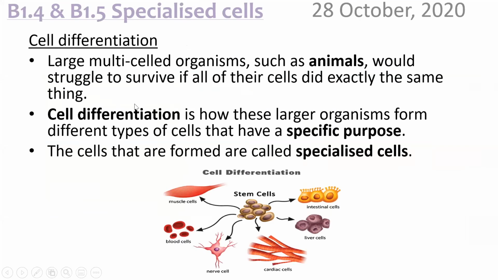So you have cell differentiation. That just means the cells do different jobs. It's how large organisms have different types of cells with a specific purpose. The cells are called specialized cells. Here are some examples. There are lots of cells in the body: muscle cells, intestinal cells, liver cells, cardiac, that's the heart, nerve cells, and blood cells.